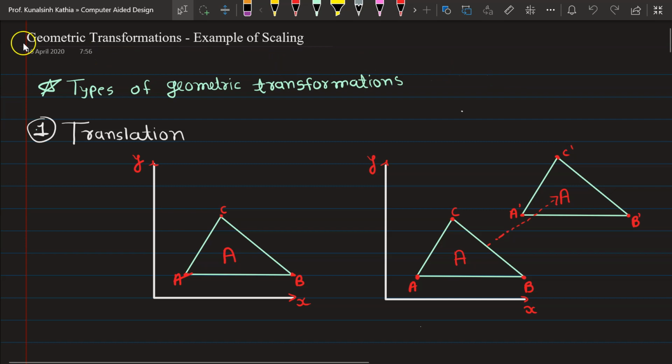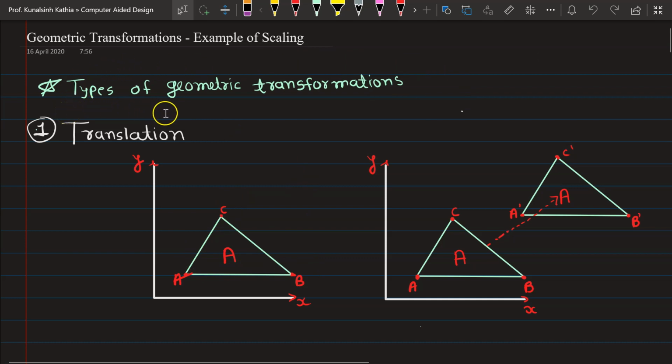Today I will explain the topic geometric transformations, which is part of computer-aided design, and we will take an example of scaling. In basic terms, transformations are the methodologies required to draw any kind of 2D figures on the screen, like in AutoCAD, CATIA or SolidWorks. Whenever you are drawing something on the screen, it requires some kind of coordinates, and to perform that you need these equations.